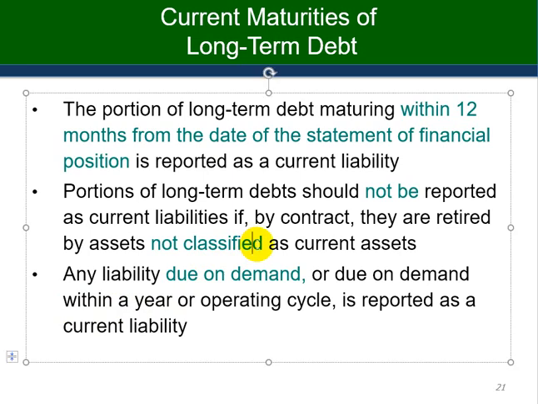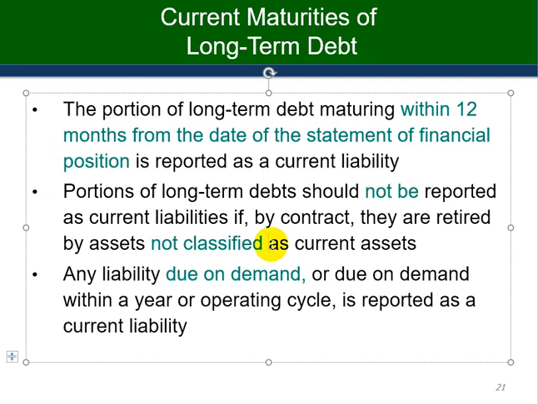A couple of key points which are raised in the slide here. If there's a part of the long-term debt which is going to be paid by something other than current assets, so if as part of your mortgage you're actually going to give them some real estate property, that would not be classified as a current liability because you're going to be paying it out of long-term assets, not out of current assets. So if you're not going to be paying it out of your cash or out of your collection of accounts receivable or inventory, then you wouldn't record it as a current liability.